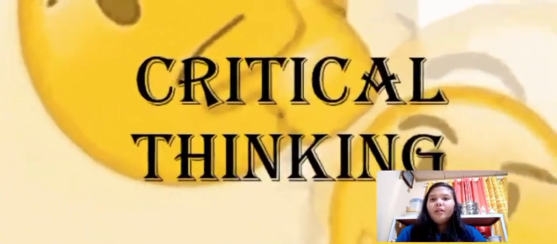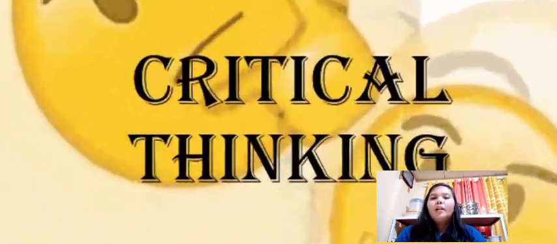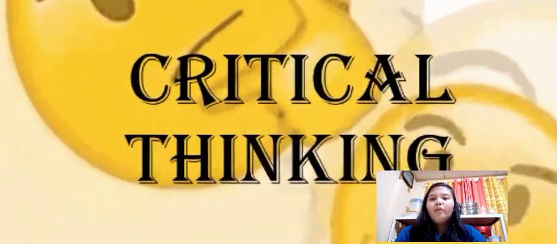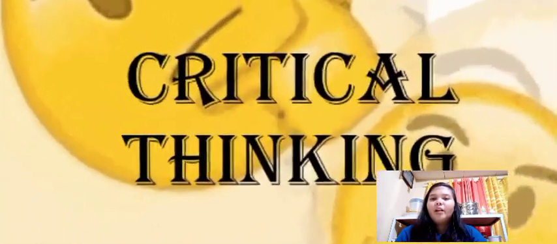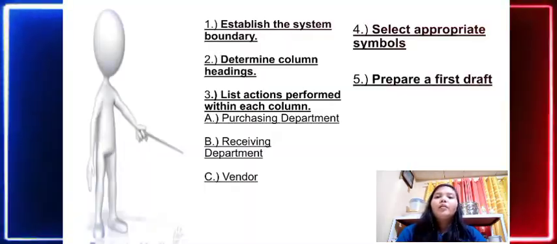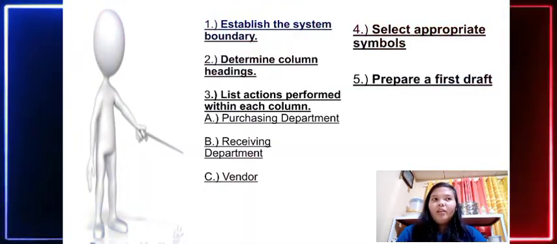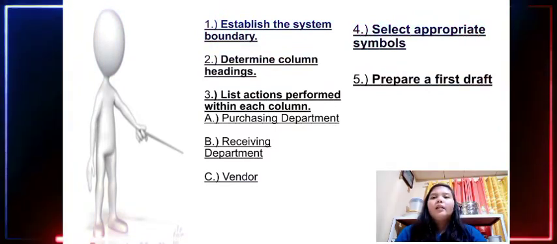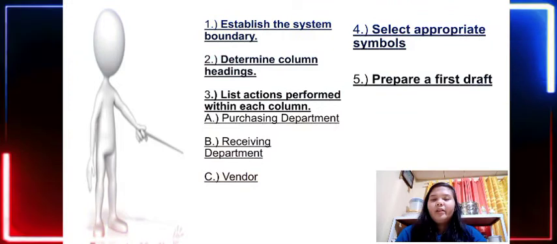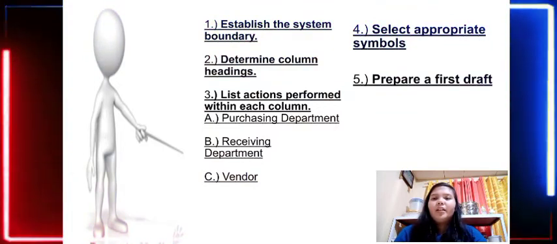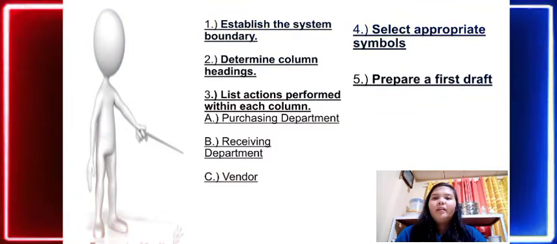The example uses the flip side of Barnes and Noble's book selling, collection, and sales process, which is the acquisition and payment process, which covers recognizing the need for new inventory up to the payment of the vendor. I will only include the first 5 parts because the last 2 steps are self-explanatory. So the first step is establishing system boundaries. In this example, we will only use 3 system boundaries: the purchasing department, receiving department, and the vendor.